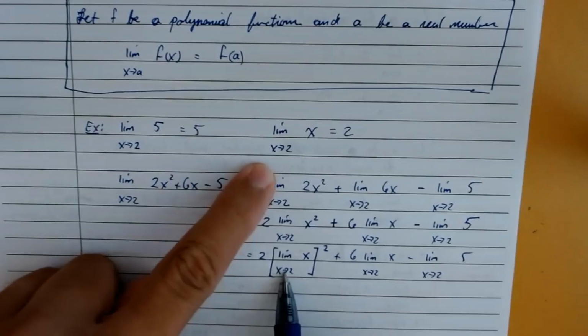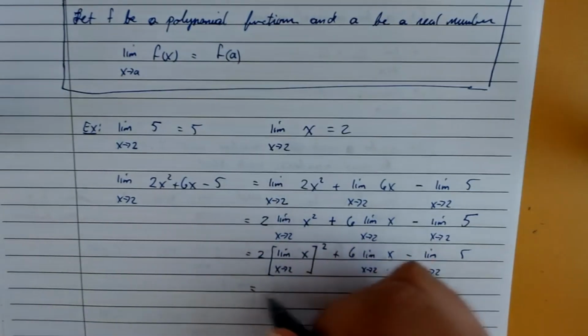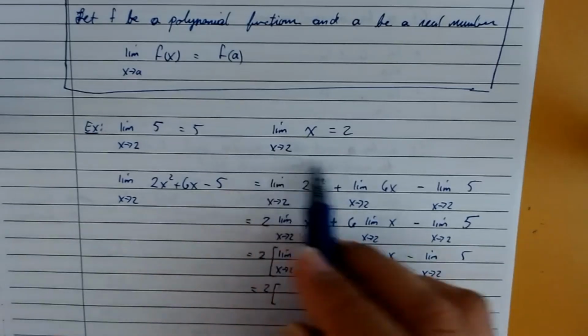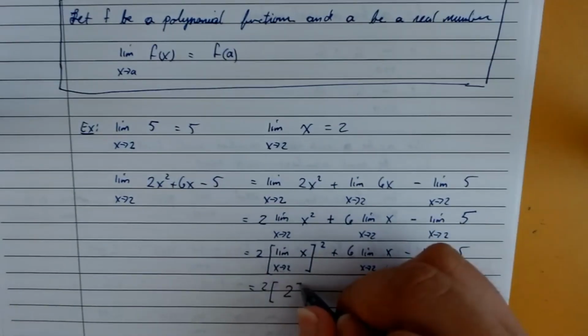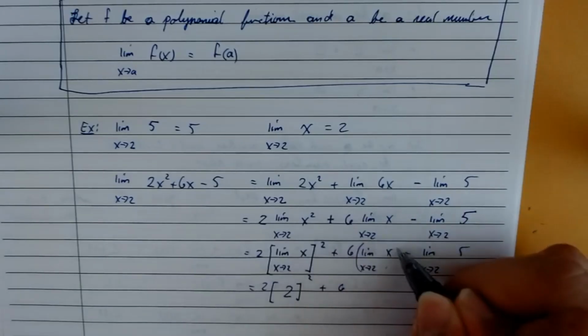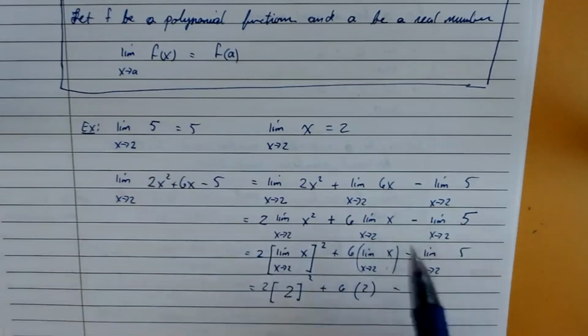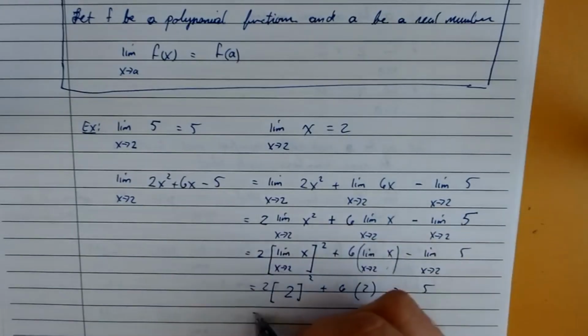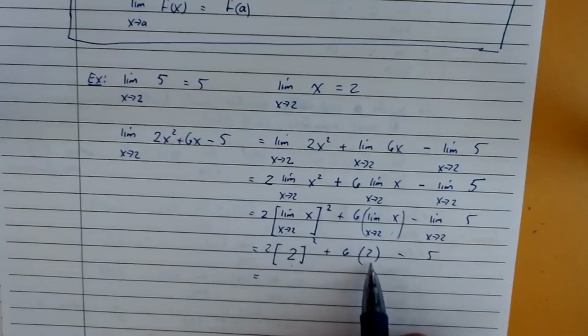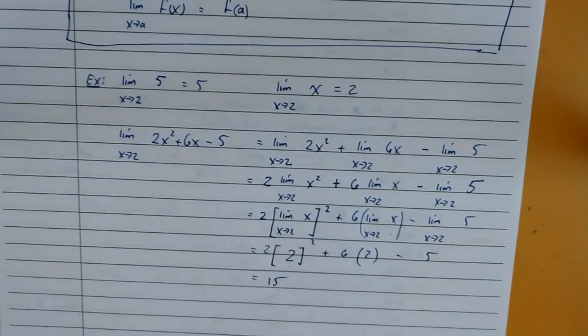The limit as x approaches 2 of x, that's just 2. So that's going to be 2 times that whole thing. We already know from before, that's the number 2, squared, plus 6 times, and then same thing right here, that's the number 2. And then if you take the limit of a constant, it's just going to stay that constant. So 2 squared is 4. 4 times 2 is 8. Here, 6 times 2 is 12. So you have 8 plus 12, that's 20, minus 5 is 15. So that's the long way to do this.